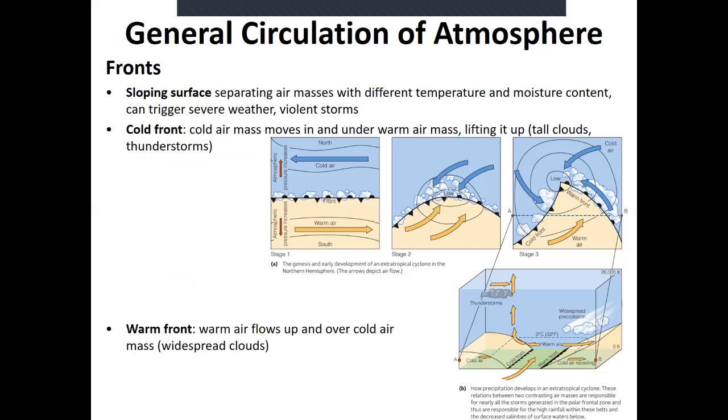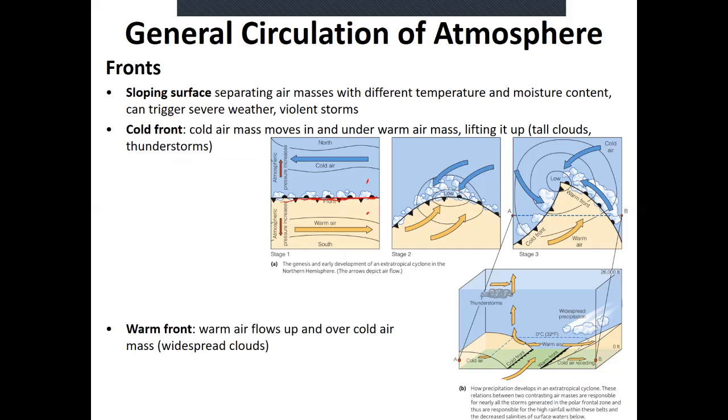So fronts are 2 air masses that have different densities. The density of air depends on its temperature and its humidity. The warmer the air is, the less dense it is. And actually, counterintuitively, the more humid the air is, the less dense it is. The warm, humid air is less dense than cold, dry air. So here we have warm air down here, cold air here, and the front is the boundary between the two. This is just the front.